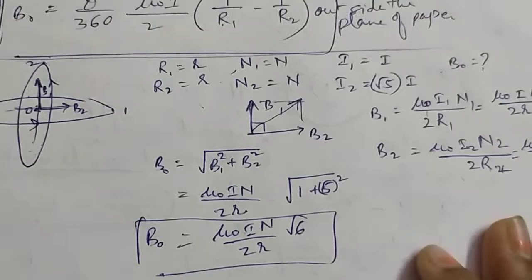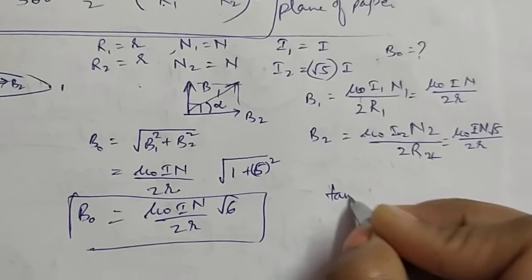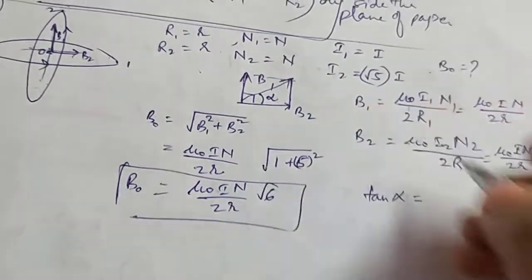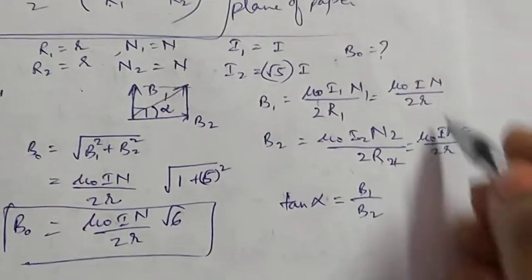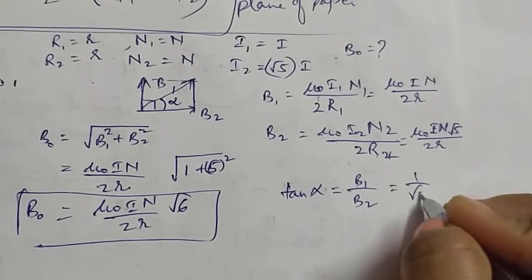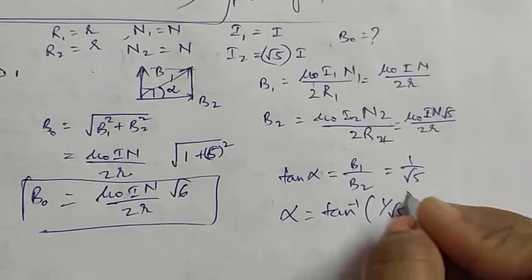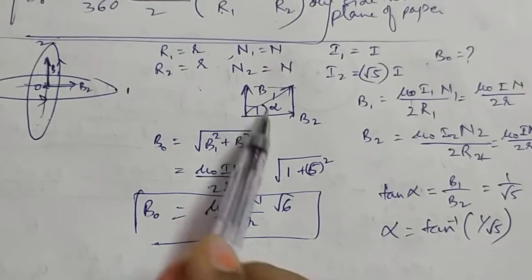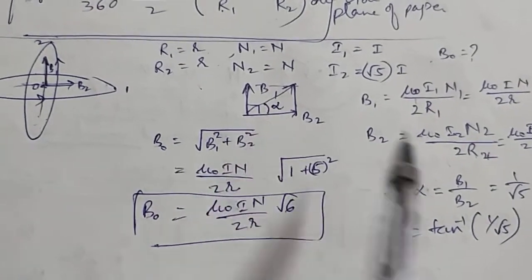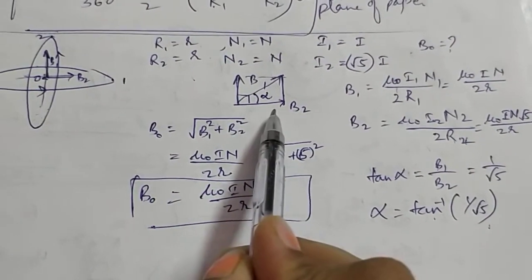Okay, and for direction, suppose this angle is alpha. Okay, so tan alpha will be perpendicular, मतलब B1 upon base, which is B2. So B1 by B2 if you divide, you get 1 by root 5. So alpha is equal to tan inverse 1 by root 5. Okay, towards vertical with respect to base, at an angle tan inverse 1 by root 5 towards vertical with respect to horizontal.